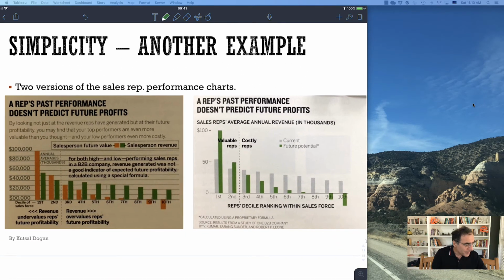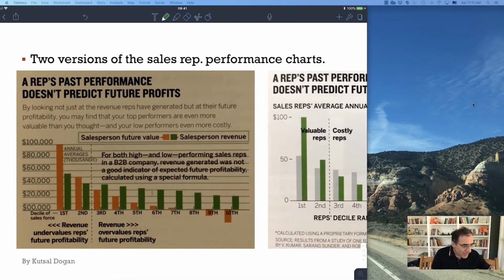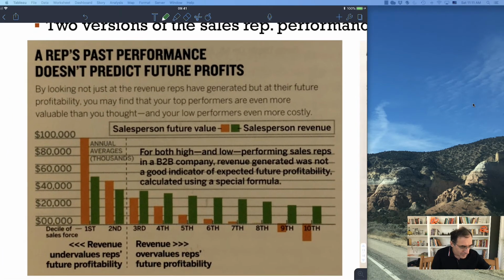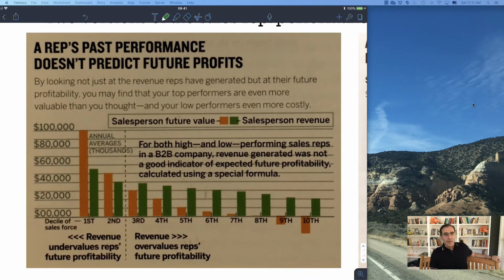So, one more example. The chart on the left is a terrible chart. Okay, so let's look at this chart. It says sales reps. When you look at the sales rep, their past performance doesn't affect their future profits. Right. So what is going on in this chart? First of all, you have these deciles of the sales force. Top 10% and bottom 10% and everything in between.